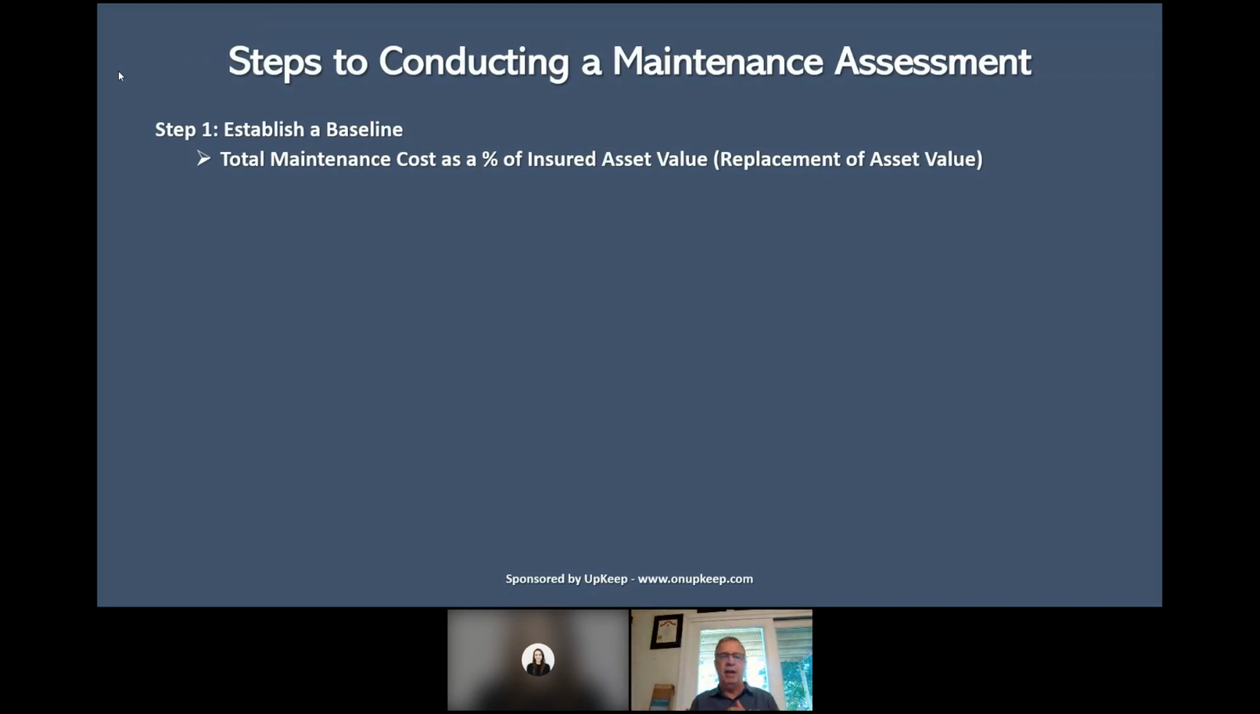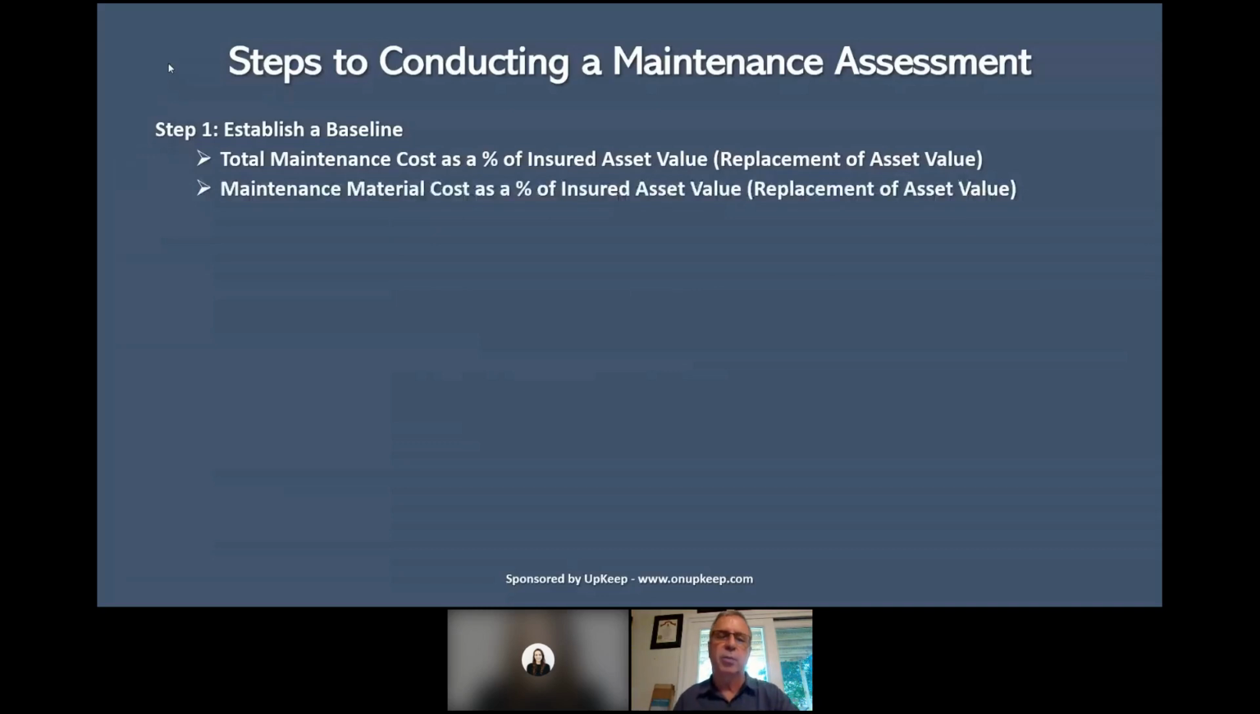So if you ask the plant manager or the comptroller, what is the insured value of the plant? And they give you that number. So this just establishes a baseline. That's all. Whatever that maintenance cost is right now, as a percentage of replacement asset value, gives us a baseline. Costs will go up as you start improving, but you've got to spend money to make money. And then the cost should go down below what anybody's ever seen before, or at least in the last 5 to 10 years. Maintenance material cost is a percent of insured asset value, so a replacement asset value.